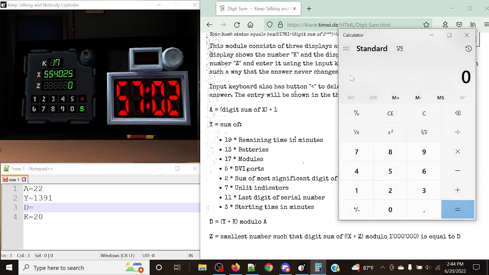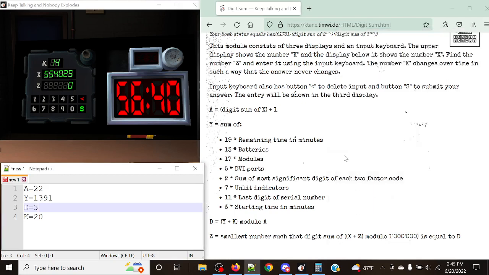So let's do this. We have 1391 plus the 20 that we had from the previous K. And then now we're going to modulo this by alpha. So we're going to modulo this by 22. So we're going to be here for a while. Let's just hit enter and let it do its thing. That's getting close. And now what we want our total to be is 3. So delta is going to be equal to 3.